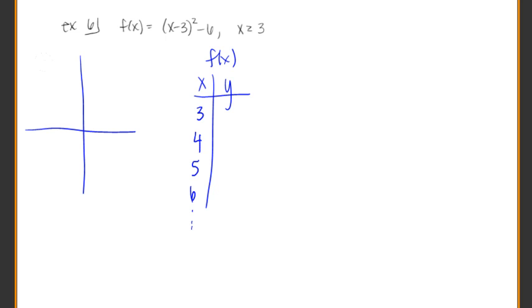Okay, so if I plug in 3, 3 minus 3 is 0, then minus 6. If I plug in 4, 4 minus 3 is 1, and 1 minus 6 is -5. 5 minus 3 is 2, 2 squared is 4, so 4 minus 6 is -2, and let's just try one more. 6 minus 3 is 3, 3 squared is 9, 9 minus 6 is 3. Okay, so let me draw this graph.